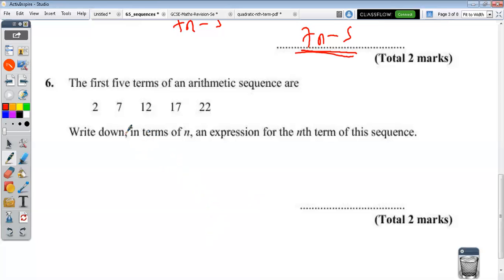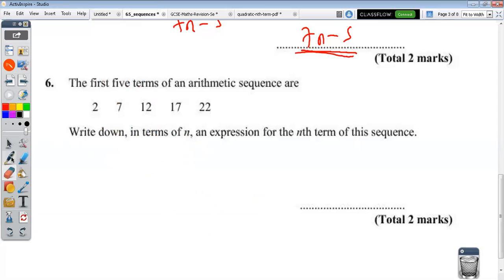5n minus 3 looks correct. Anyway, the other way to test it is to test your formula. When n is equal to 1, I should get 2, my first term. What's 5 times 1? 5, minus 3, 2. When n is equal to 2, 5 times 2, 10, minus 3, 7, looks correct. When n is equal to 3, 5 times 3, 15, minus 3, 12. Correct formula. Clear.